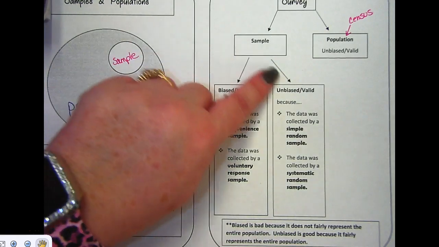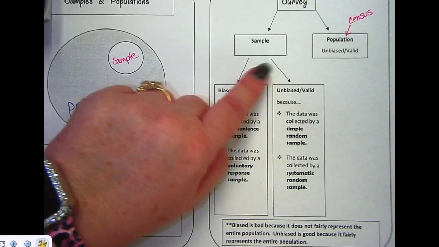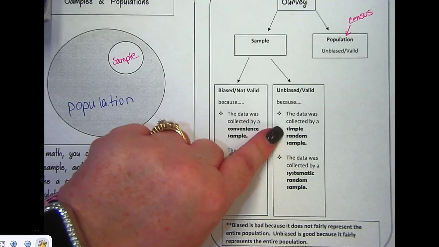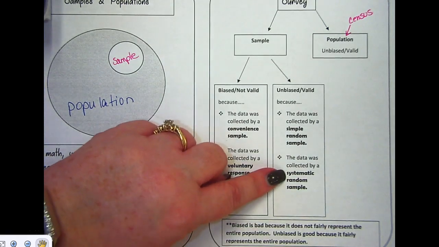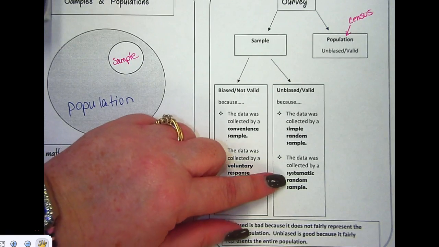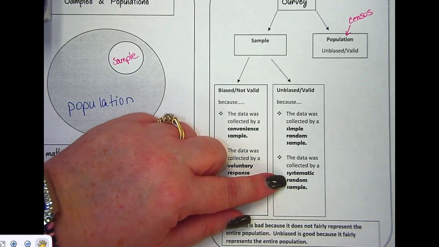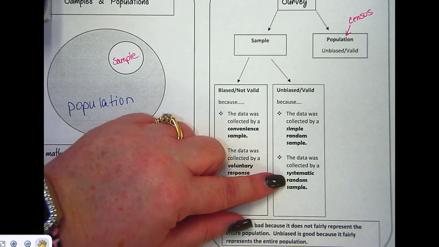So how are some of the ways that we can get unbiased and valid results? Well, the data was collected by a simple random sample. That means if I'm taking a survey for the population of Ringgold Middle School, I go down the 6th grade hall and find some people, boys and girls, to talk to. I go down the 7th grade hall, I go down the 8th grade hall, and I just randomly talk to people. But I make sure that I do it all day long and that I talk to enough people that it represents the entire population. Or I could do a systematic random sample. That means I put a system in place. Maybe I stand by the doors where people come in and I talk to every 5th person that comes in.